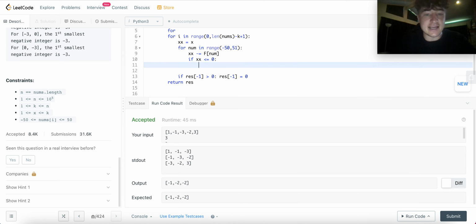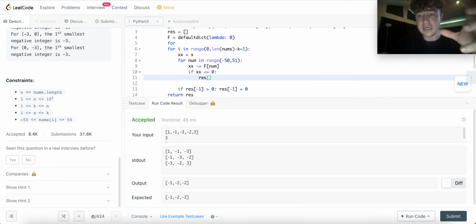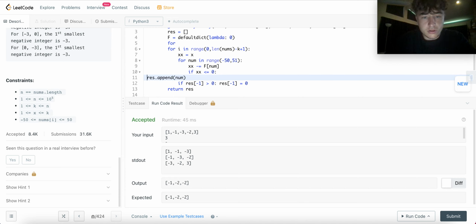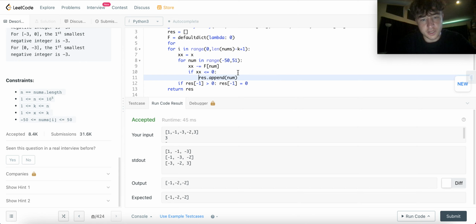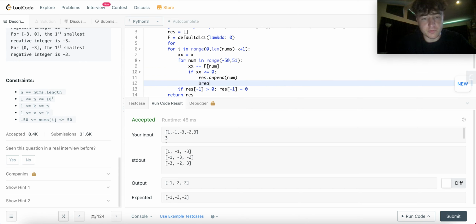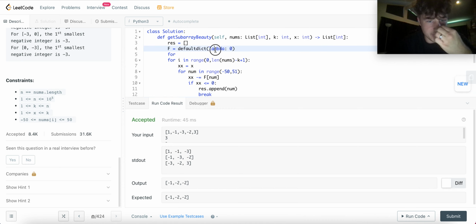Right, so I say if X is less than or equal to 0, then I say, okay, this is the X smallest number in the array. So I'd say res append this number. And I could put a break because you don't need to keep checking, but it's going to keep appending, so yeah, we have to put a break. So we just break here. This is pretty ugly code, but it's fine.